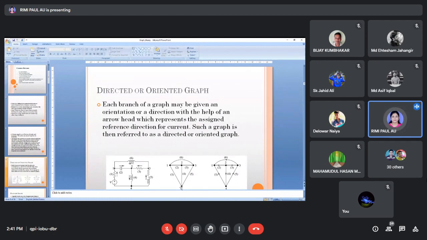Okay. So what is a loop? Suppose I am taking these two nodes, 1 and 2, and only one branch or one path is present. So it is not a loop. But if I give another branch from 2 to 1, then it is a closed path. So this is known as a loop.